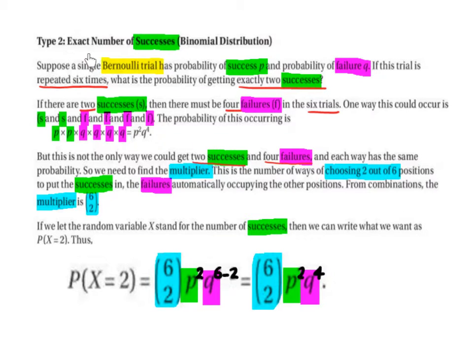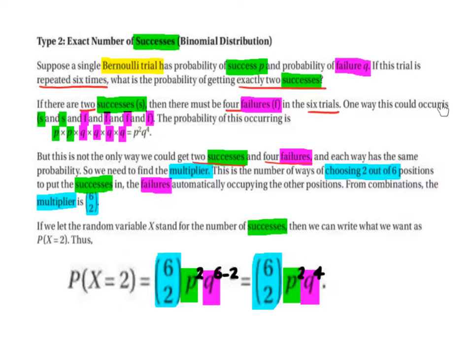Type 2. Exact number of successes, binomial distribution. Suppose a single Bernoulli trial has a probability of success P and a probability of failure Q. If this trial is repeated 6 times, what is the probability of getting exactly 2 successes? If there are 2 successes, S, then there must be 4 failures, F, in the 6 trials.